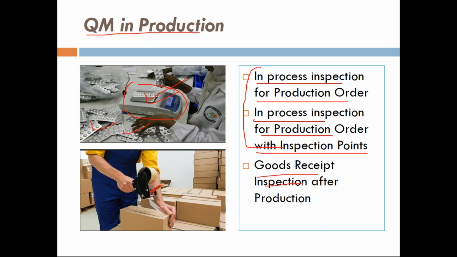Then goods receipt inspection after production. Your entire production activity is completed, and at the end, how to do the production quality inspection. These things we will understand.